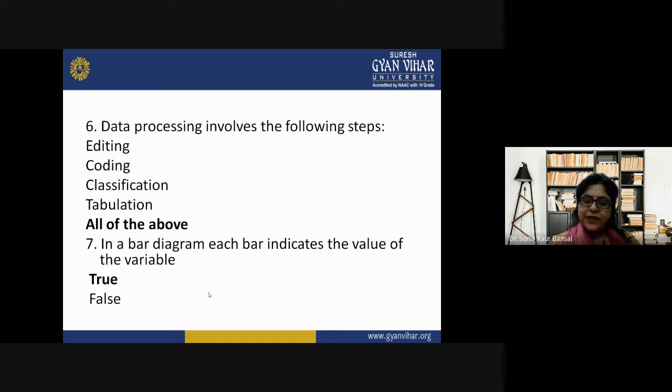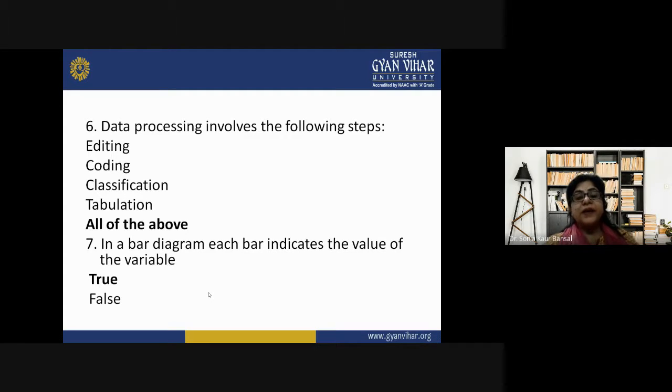So after collecting data, you have everything in numerical form. In that case, how are you going to interpret it? For that purpose, you have to follow a first step beforehand, that is processing. And when we do the processing, definitely students, it includes some steps, as I have told you earlier. So the first step is editing.